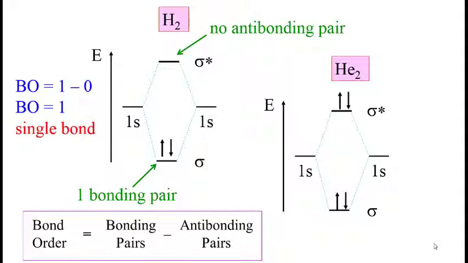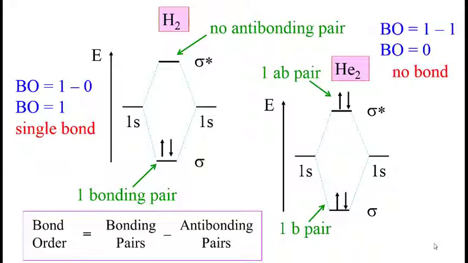In dihelium, there is 1 bonding pair and 1 antibonding pair. The formula gives 1 minus 1, which equals 0. A bond order of 0 means there is no bond, which is consistent with what we decided previously.